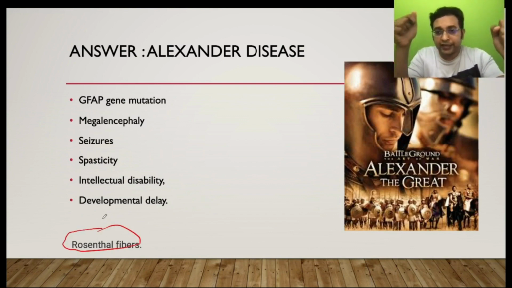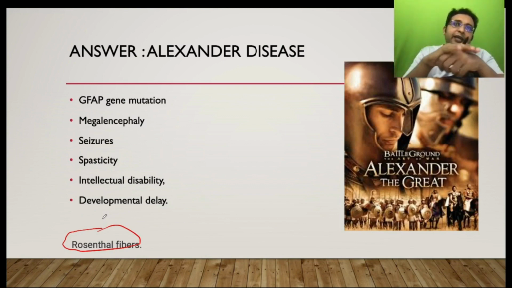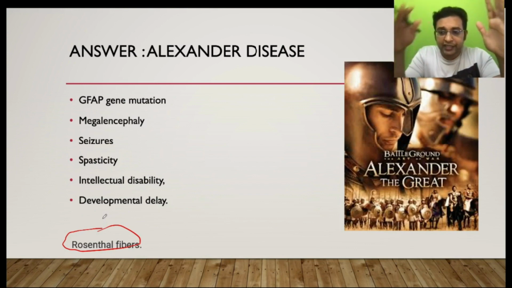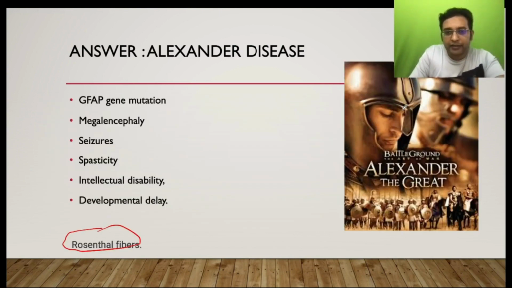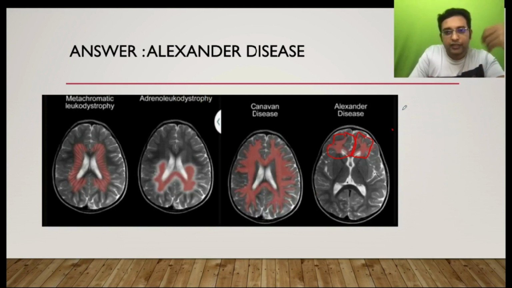And you know Alexander the Great. So think of Alexander the Great: he led from the front. So the leukodystrophy, or the white matter destruction, will be in the front on an MRI. If an MRI is shown to you, in the case of Alexander disease especially, this leukodystrophy will be anterior predominant. See here, anterior predominant. Alexander the Great led from the front, that is why he conquered many countries. That's a mnemonic I use. Canavan's disease, actually, this also has megalencephaly.